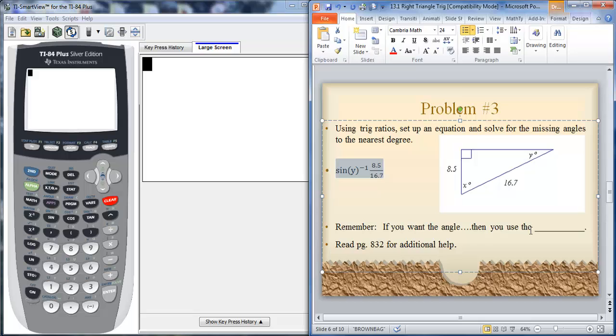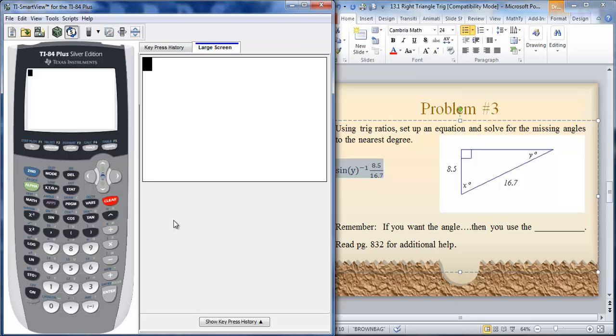I'll do the screencast where I'm drawing on the board, but I wanted to show you how to do this on the calculator also. What we're going to do here is take sine inverse. Sine inverse is above the little sine button right here. So I hit second, sine, inverse.